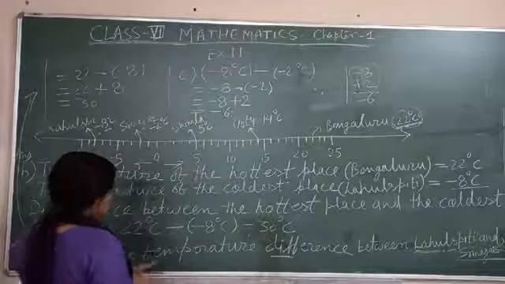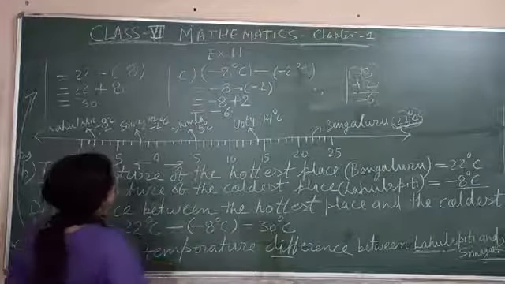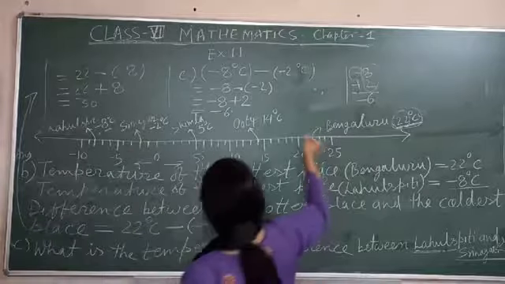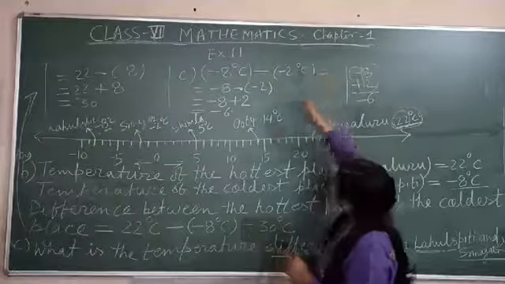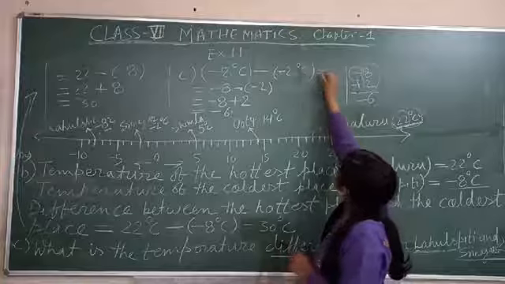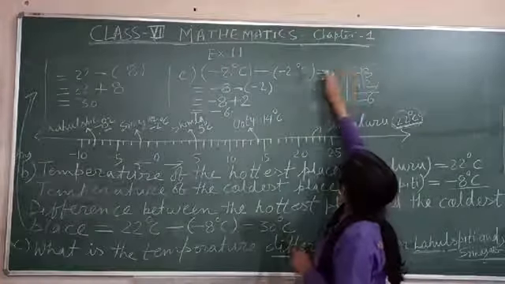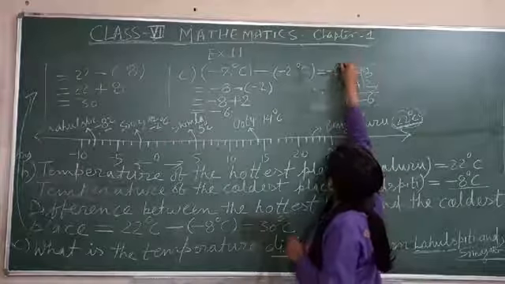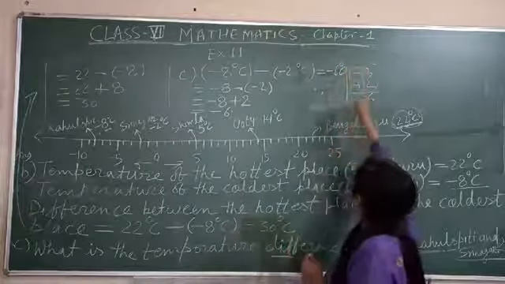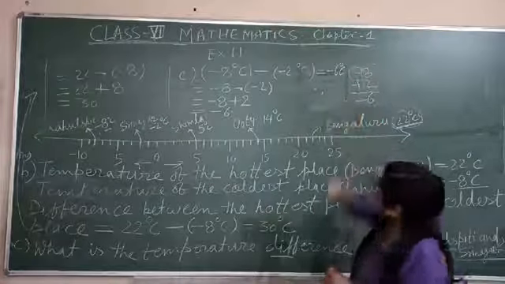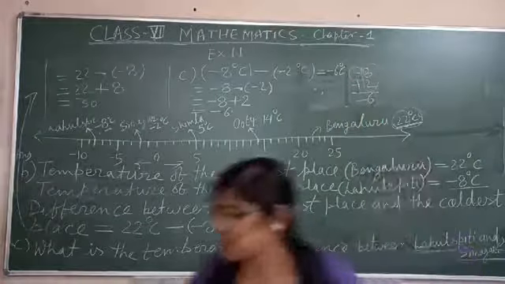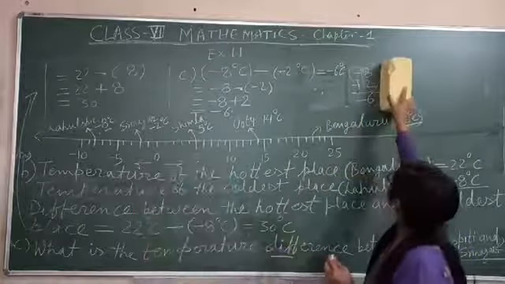Okay. So what will we write here? Answer of this one will be, now we will write with unit, -6 degree Celsius. That's your answer of question number C. You will do just that way in your copy.